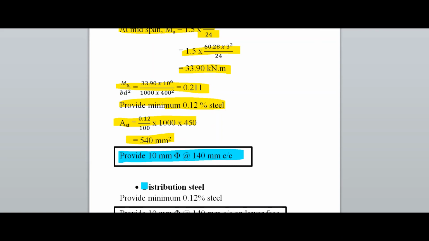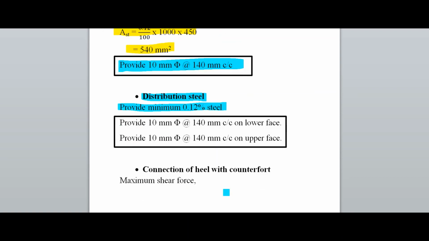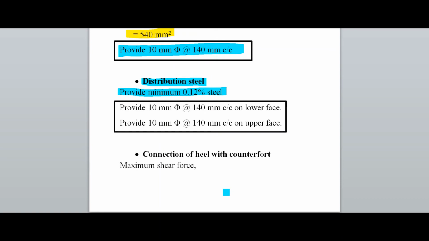Now we have to find out distribution steel. So provide minimum 0.12 percentage of steel. So provide 10 mm dia at 140 mm center to center on the lower face as well as 10 mm dia at 140 mm center to center on the upper face.